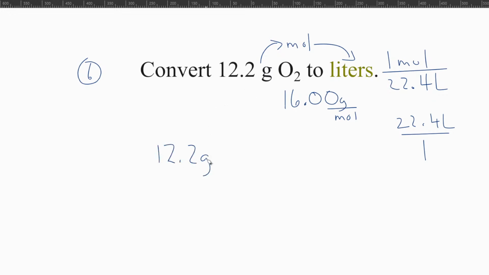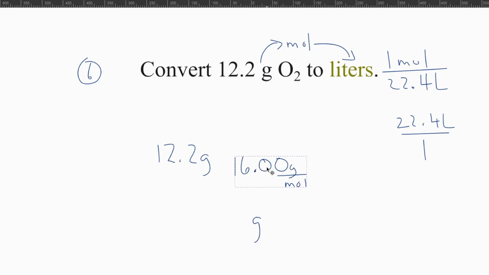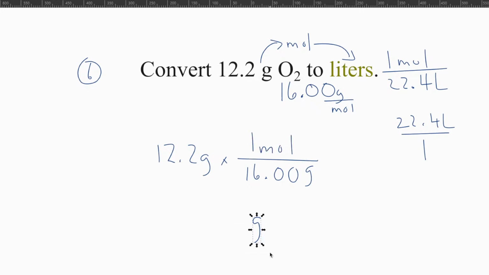12.2 grams. And I know that I need grams on the bottom, and that's this number right here. So I can just drop this. Oops. That's not right. I need to have times grams on the bottom, so 16.00 grams in 1 mole. So all we're doing when we go from grams to moles, we divide by the molar mass. That's what we're doing here, but this cancels out. So we know we have moles. So now we have moles.